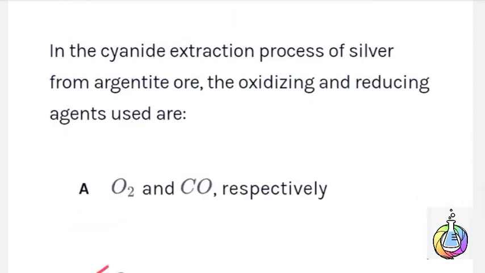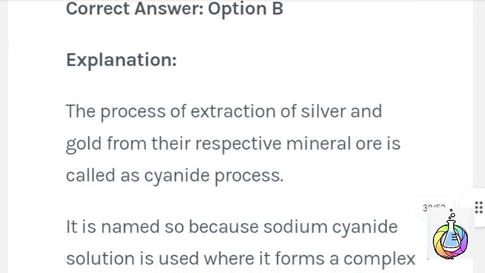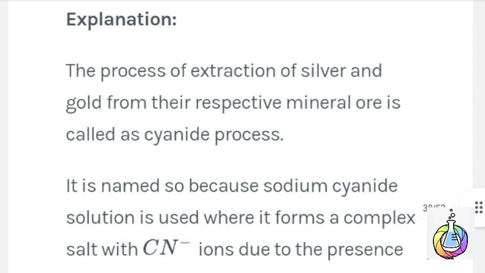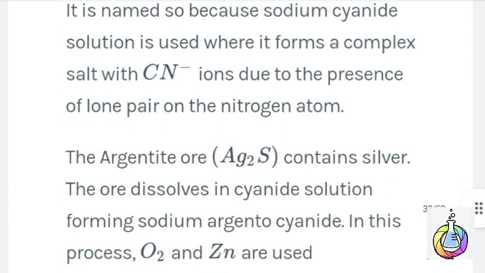So in the cyanide extraction process of silver from argentite ore, the oxidizing and reducing agents used are O2 and zinc dust respectively. Therefore, option B is the correct answer. Here is the explanation. The process of extraction of silver and gold from their respective mineral ores is called the cyanide process. It is named so because sodium cyanide solution is used, where it forms a complex salt with CN negative ions due to the presence of a lone pair on the nitrogen atoms.